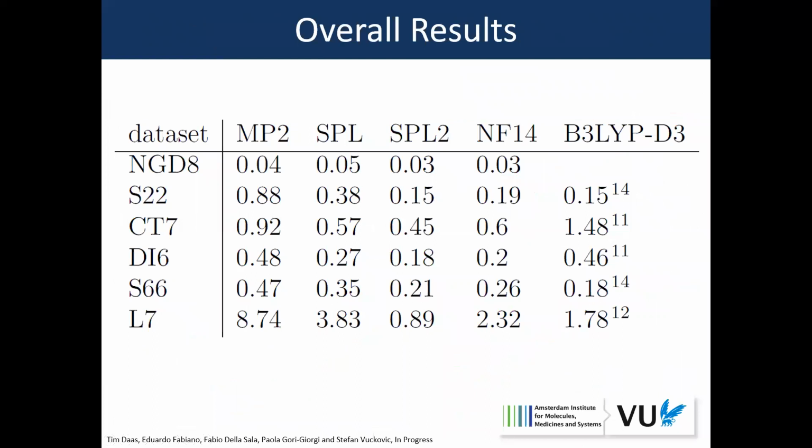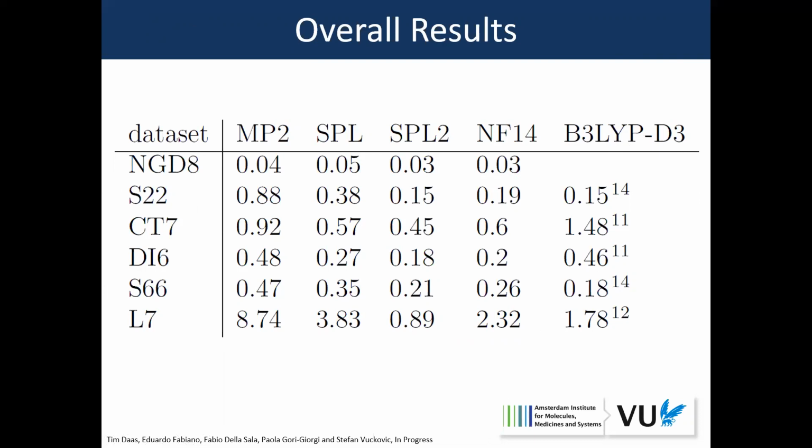This can also be seen in these overall results, where we see that these mean absolute errors of SPL2 and NF14 are very low for all data sets. Sometimes B3LYP-D3 is better, for example, for S22 and S66. But for L7 and especially DY6 and the charge transfer states, you can see that SPL2 and NF14 are much better than these D3 corrections. So without having these empirical D3 corrections, we can have a very good functional fitted on one set of data, S22, for a multitude of different non-covalent interactions.